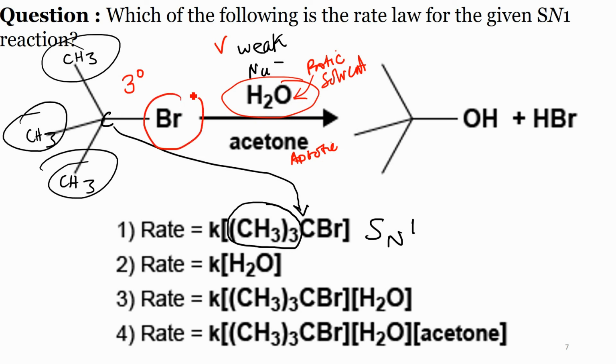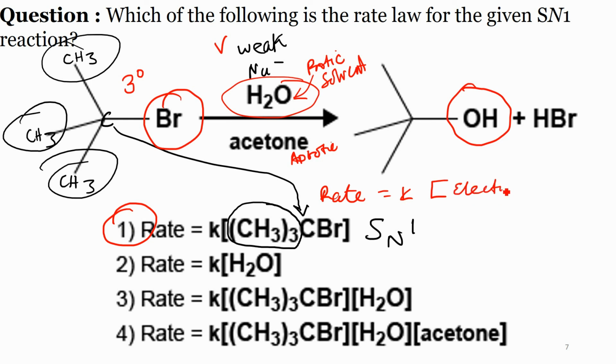Anyway, it's substitution because at the end, Br is substituted with or replaced by the OH. So I agree. The correct answer is 1. Only the concentration of the electrophile or the substrate determines the rate. So we are going by that general formula.